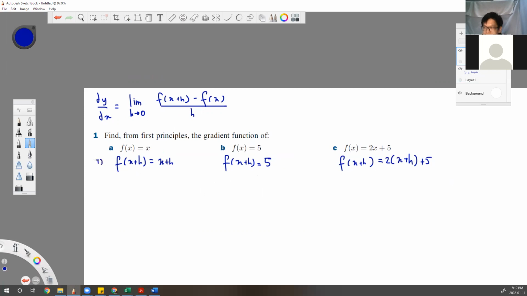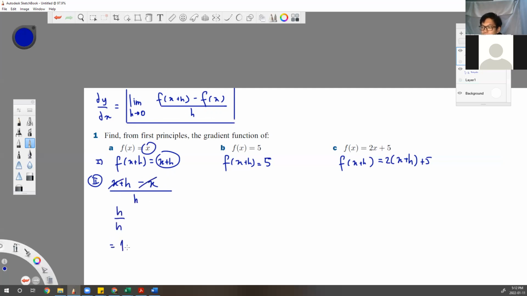Okay, so you have to do this first. This is the first step. Second step, substitute with the formula. f(x plus h), okay, what is f(x plus h) here? x plus h itself, minus f(x). What is f(x)? x itself. See? Over h. So what is this? Cross out. So h over h is equal to 1. That's the answer for number 1.